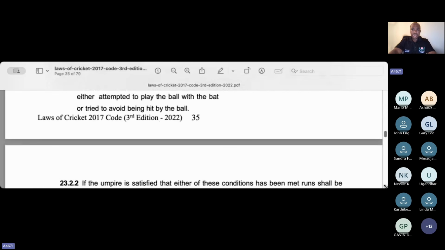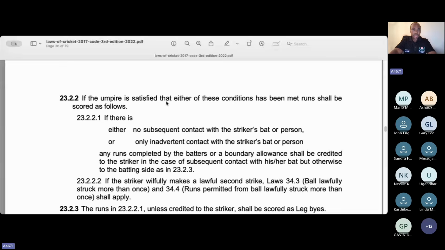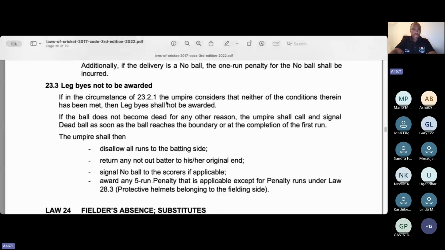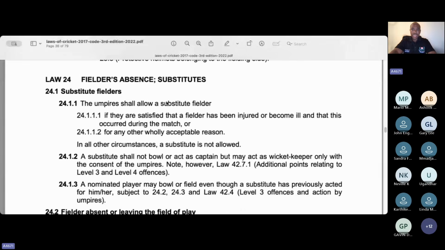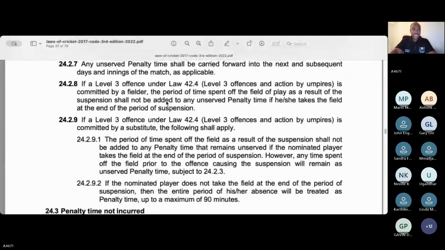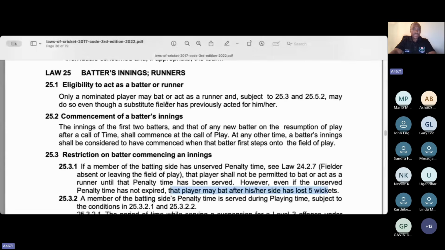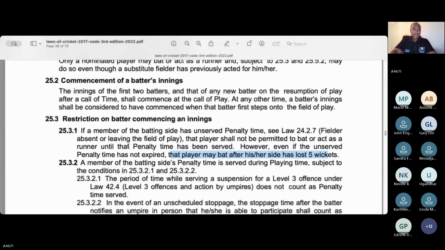Abdullah did mention at the start of a new session, it is when the umpire calls play. I just want to confirm that. It will be under law 25, commencement of batter's innings. The innings of the first 2 batters and that of any new batter on the resumption of play after a call of time shall commence at the call of play. So after the drinks break, when the umpire calls play, that will be the start of that new batter's innings.